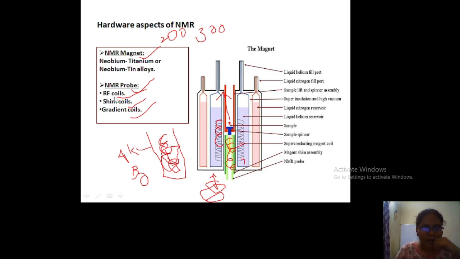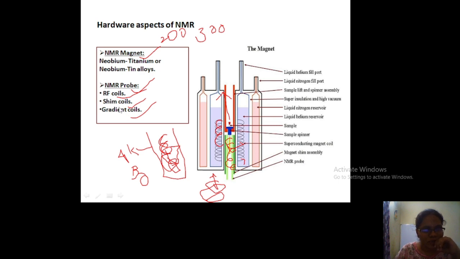The RF coils are used to send radio frequency to the sample. Using these coils, we can pass the radio frequency to excite your sample, and the same coils are used to receive the signals from the sample.